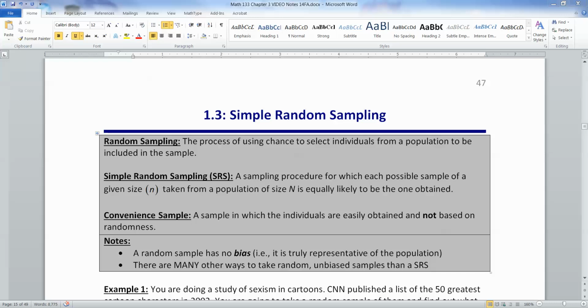Simple random sampling is one where every single individual is just as likely to be drawn into that sample as any other individual. Or, if you'd like to think of it another way, every single sample of size n is just as likely as every other sample of size n.